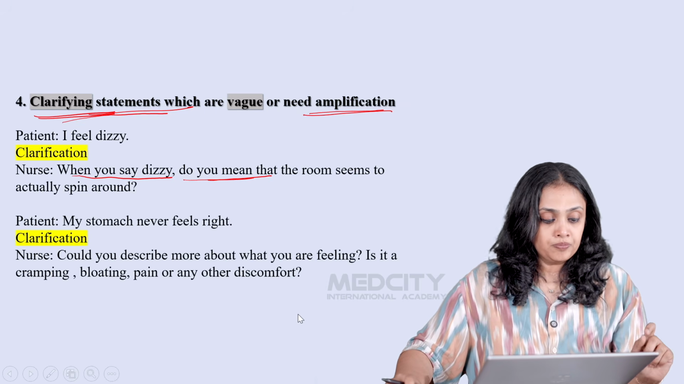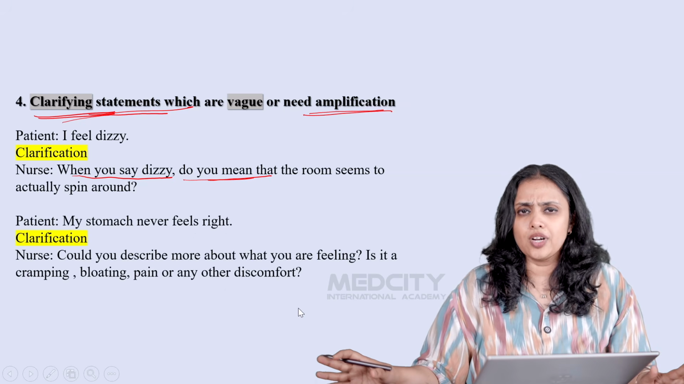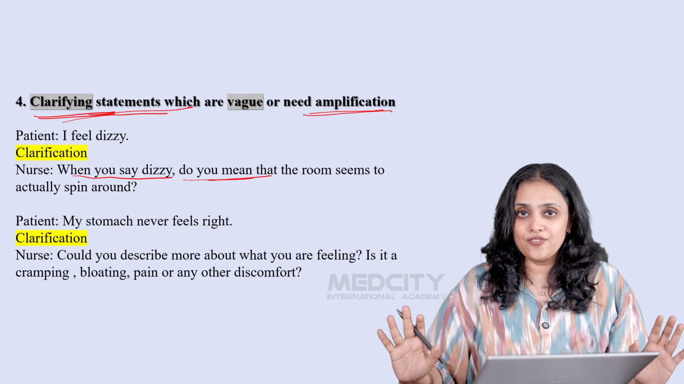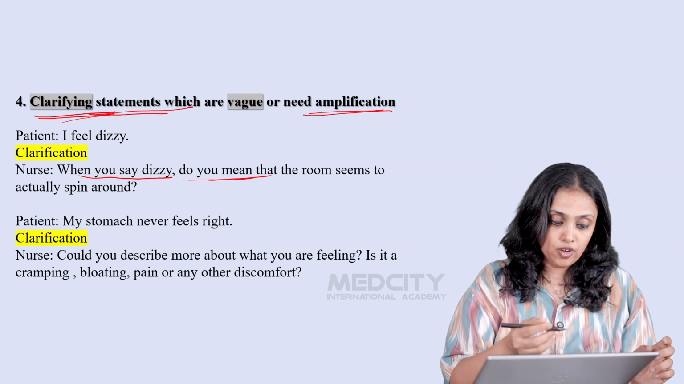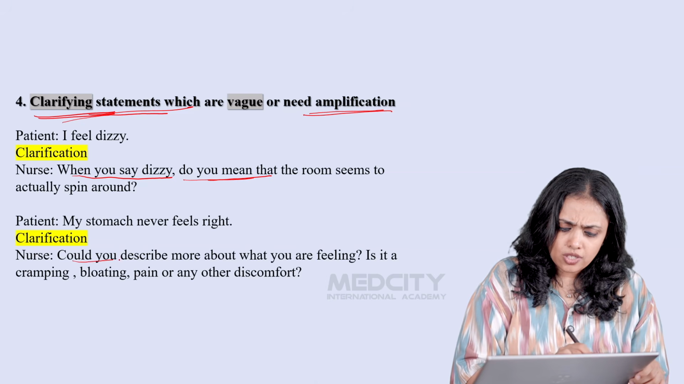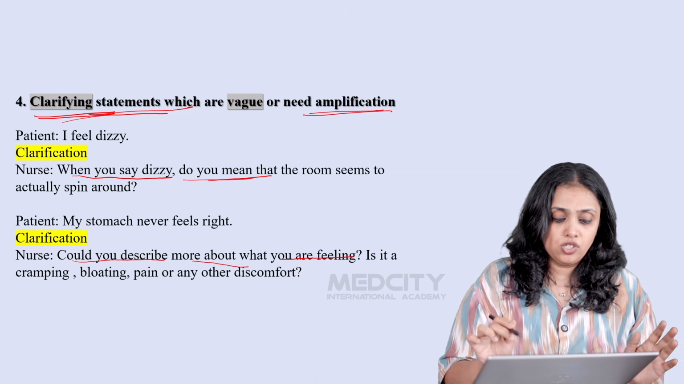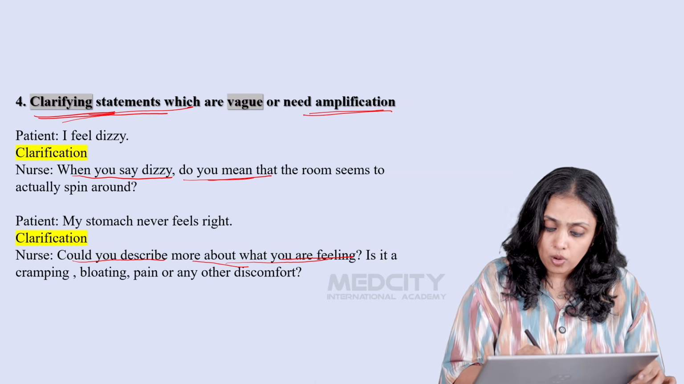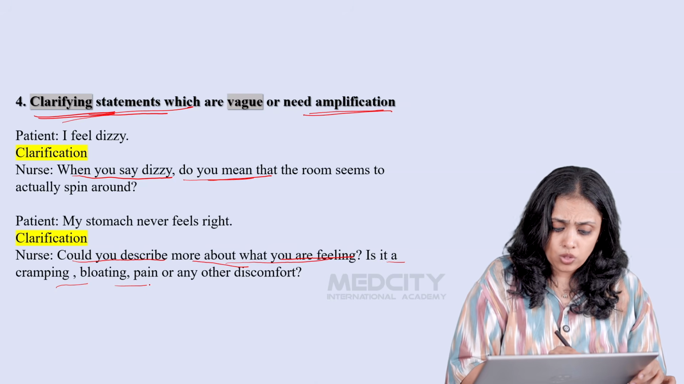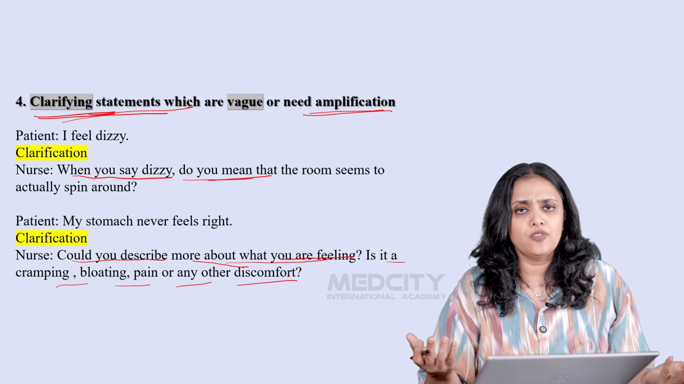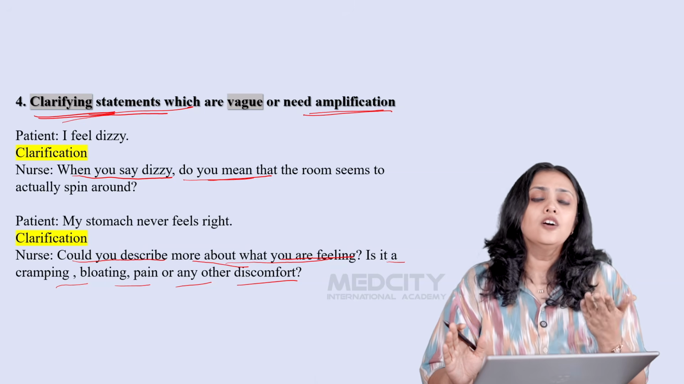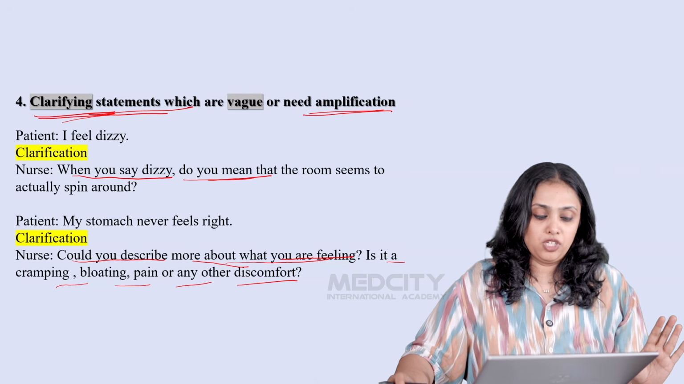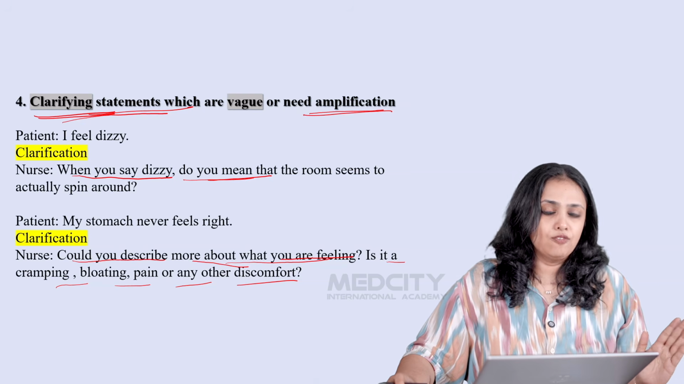One more example. The patient says, my stomach never feels right. You understand that, okay, the patient is having some sort of discomfort, but you need to have clarity on that. Again, you can go for a further clarification. The nurse can ask, could you describe more about what you're feeling? The patient just said that it never feels right. So you are asking, could you describe more about what you're feeling? Is it cramping, bloating, pain, or any other discomfort? You want to make it clear, so you're asking further questions. This is also a very important aspect of information gathering. So far we have seen 4 different aspects.